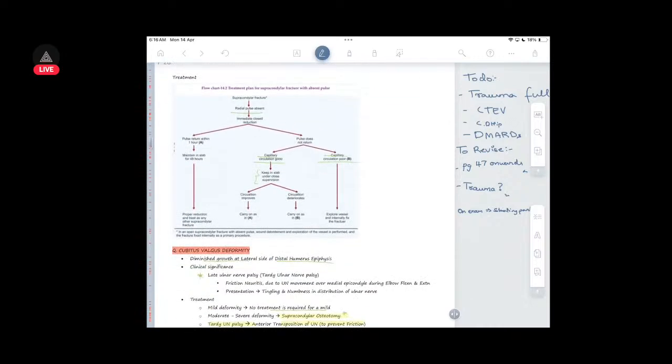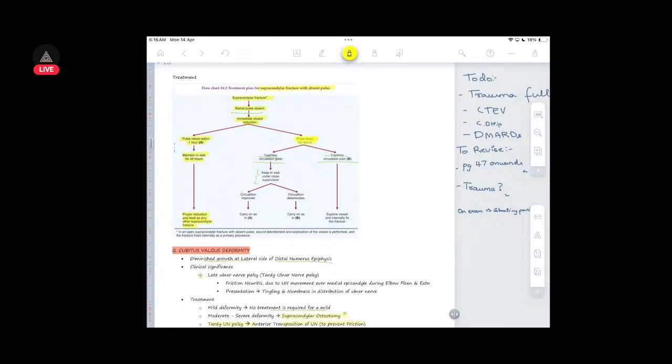So the treatment plan for supracondylar fracture with absent pulse is, first you see that there is a supracondylar fracture, and the radial pulse will be absent. You do immediate closed reduction. If the pulse returns within 1 hour, you maintain it in a slab for 48 hours, and proper reduction and treatment as for any other supracondylar fracture can be done.